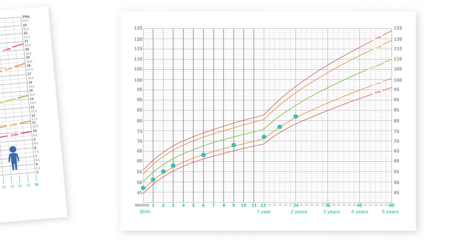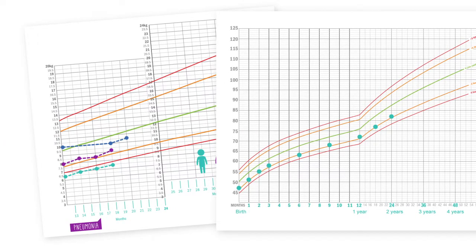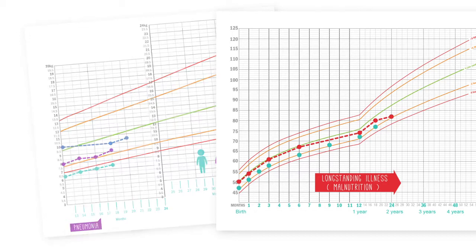But an important distinction between these two growth curves is that a short-term or acute illness, like our purple friend here who had pneumonia, will often result in an acute fall-off in weight. But only after long-standing or chronic illness will a child's height drop off. And malnutrition in childhood can be considered a long-standing illness.